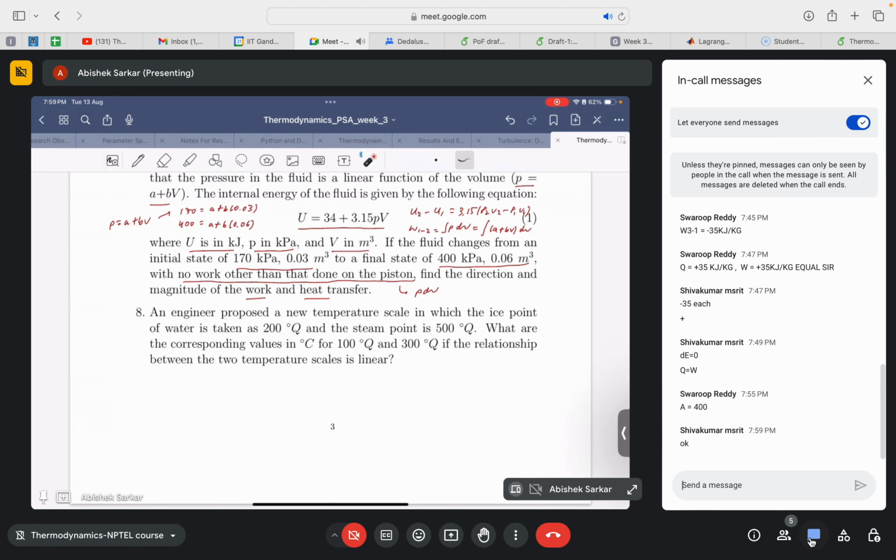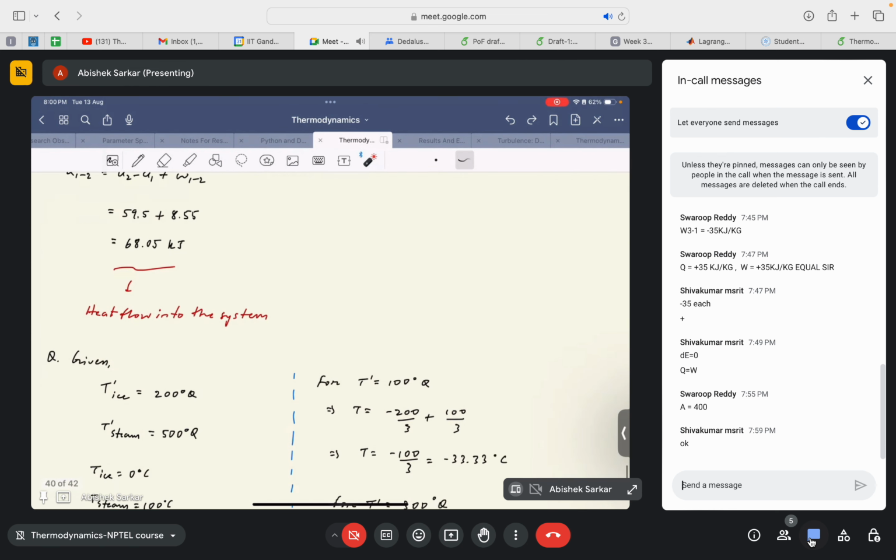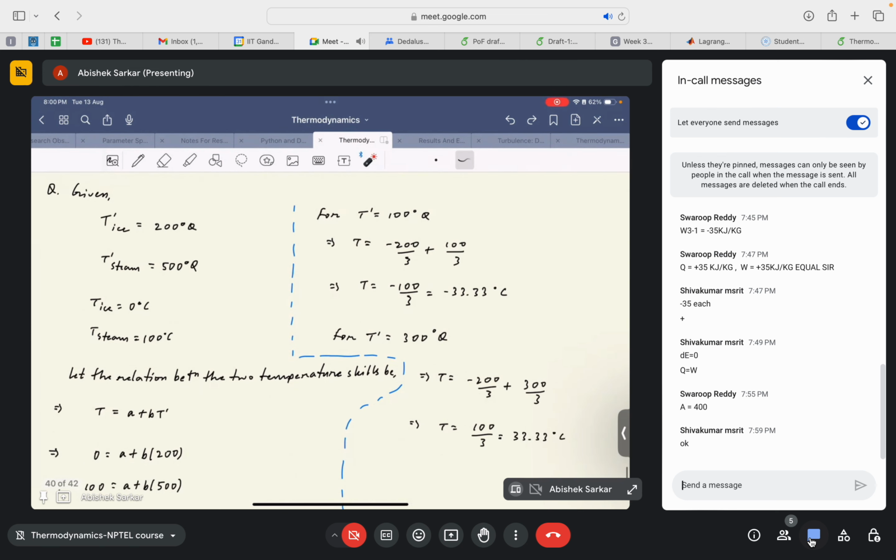What are the corresponding values in degrees Celsius for 100 degree Q and 300 degree Q, if the relationship between the two temperature scales is linear? Let me just directly go to the solution so that you can save time and also understand it.